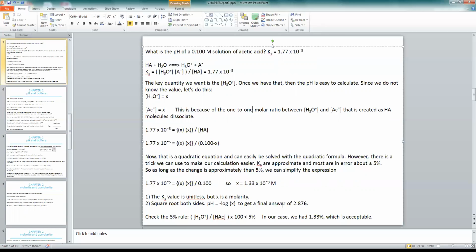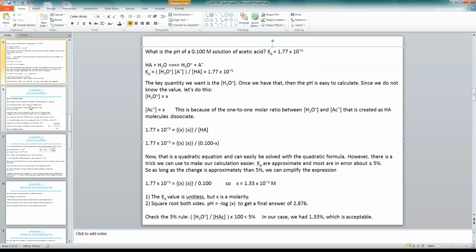Now, it's useful, I think, to do the mental check and actually look at that 5% rule. Did my answer actually fall as less than 5%? I can do that by taking my concentration of H3O+ over my concentration of my acid and multiplying that by 100. In that case, it ended up as 1.33%, which is more than acceptable. So you can see here the way that I would use my equilibrium constant, Ka, to calculate the concentration of my H3O+, and then how I could use the concentration of my H3O+ to figure out my pH.